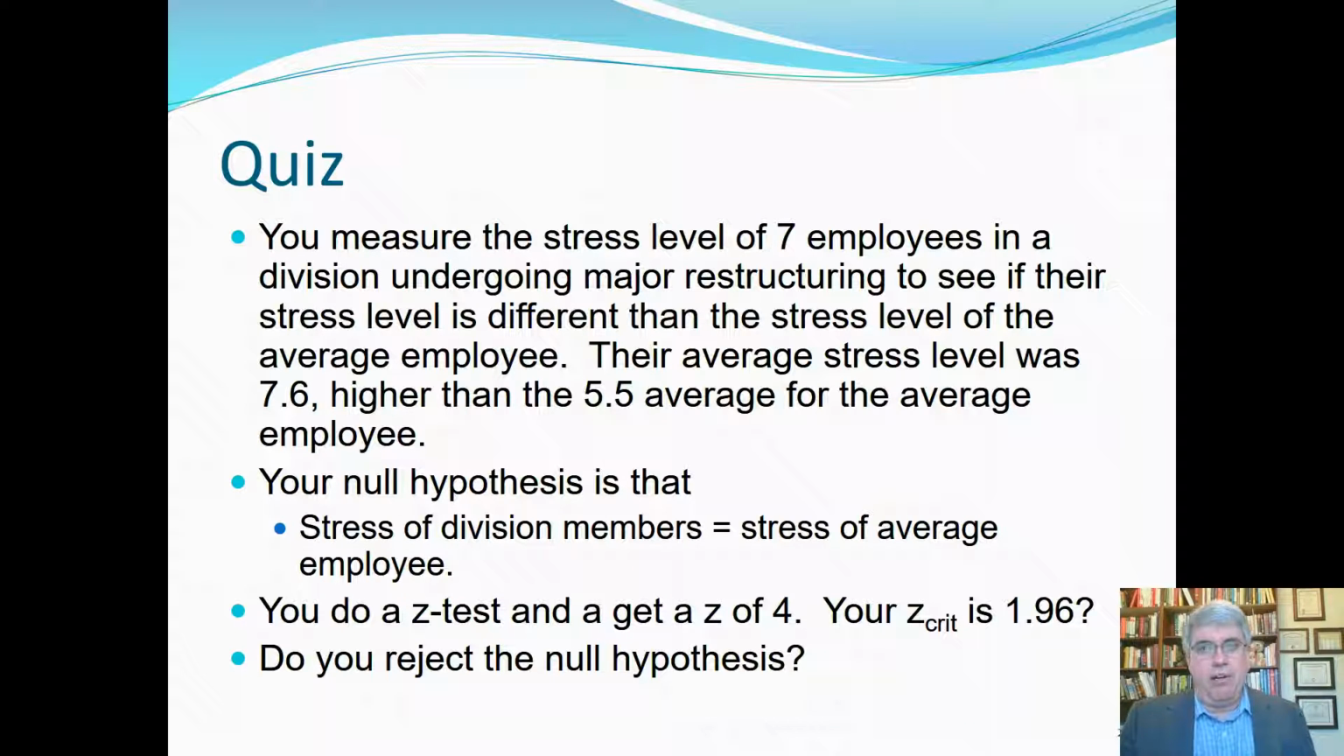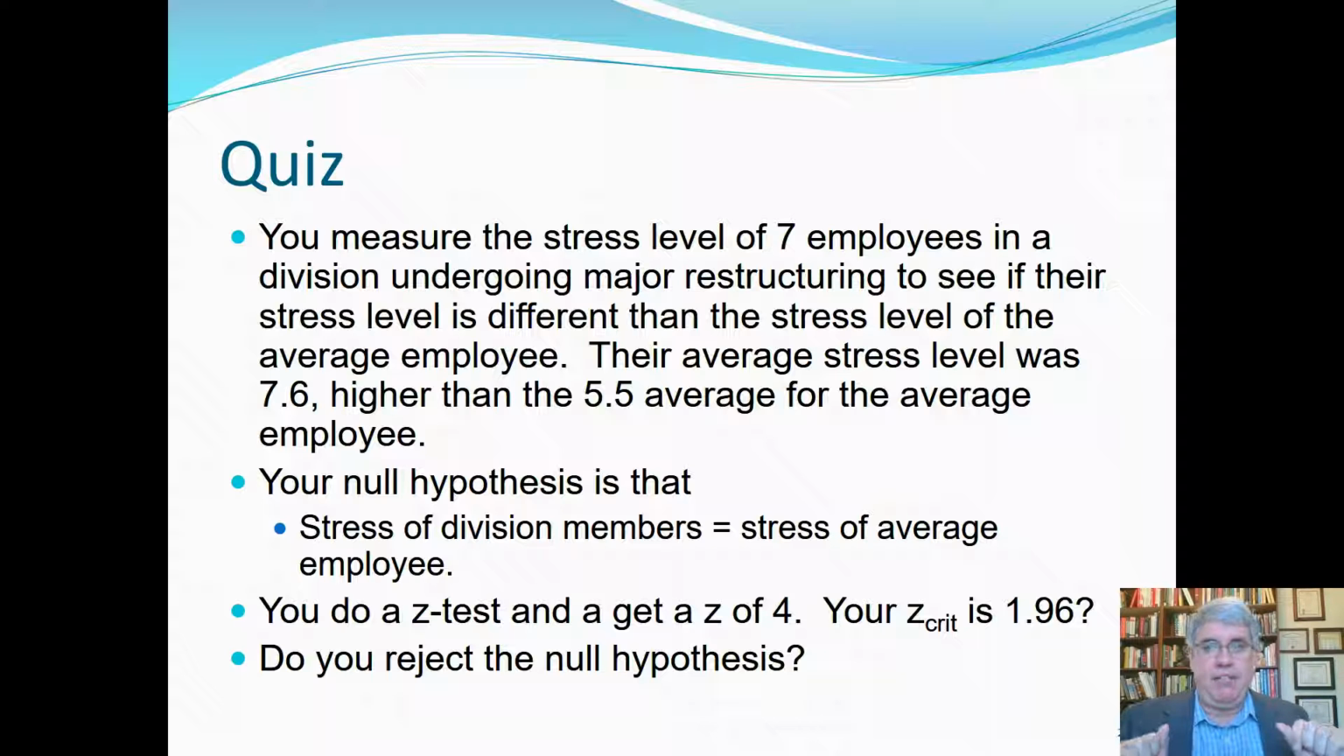Now let's have a little review quiz to make sure that some of the material from the last section stuck together. It says that you measure the stress level of 7 employees in a division undergoing major restructuring to see if their stress level is different than the stress level of the average employee. Their average stress level, the 7 people's, was 7.6, higher than the 5.5 average for the average employee. So we've got a sample mean of 7.6, so they're more stressed out than the population average 5.5.